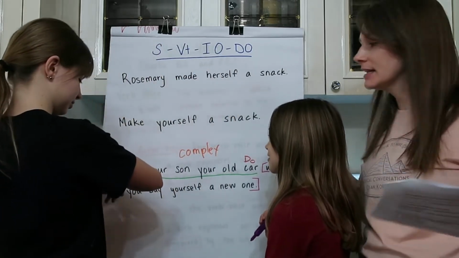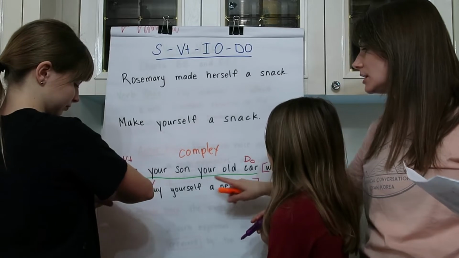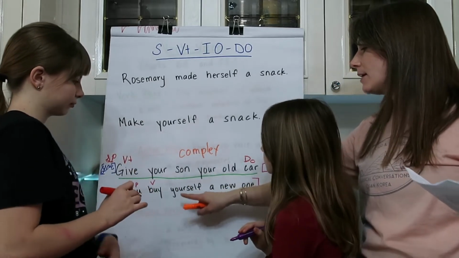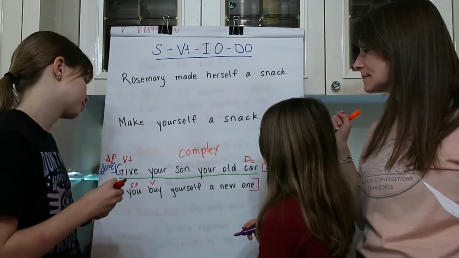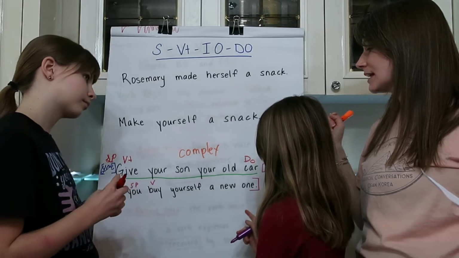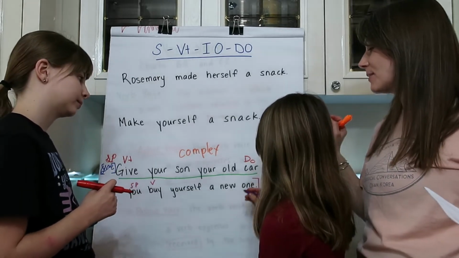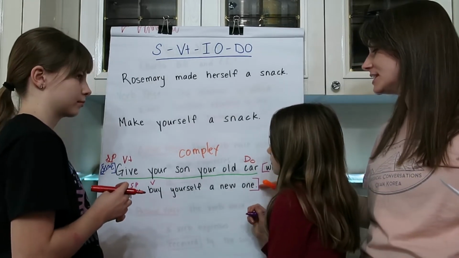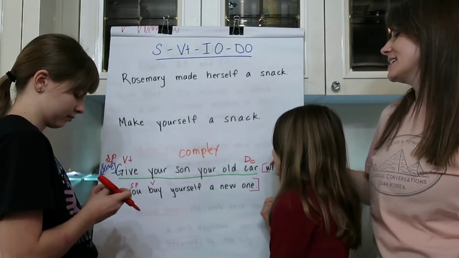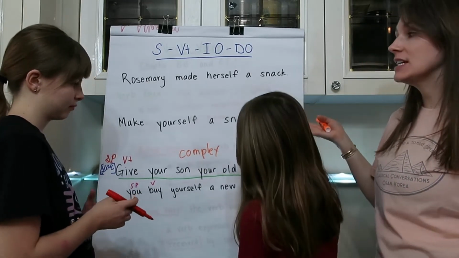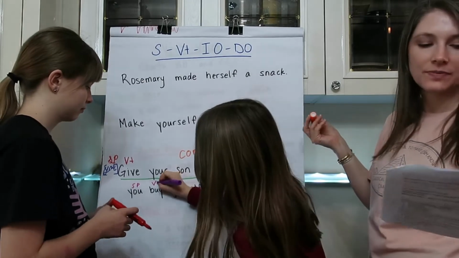All right. Lily, do you have a direct object in yours? You buy what? One. Yeah, new describes one. So you buy one, which is a direct object. So put DO there. So if we have a DO, what type of verbs do we have? Transitive. Good.